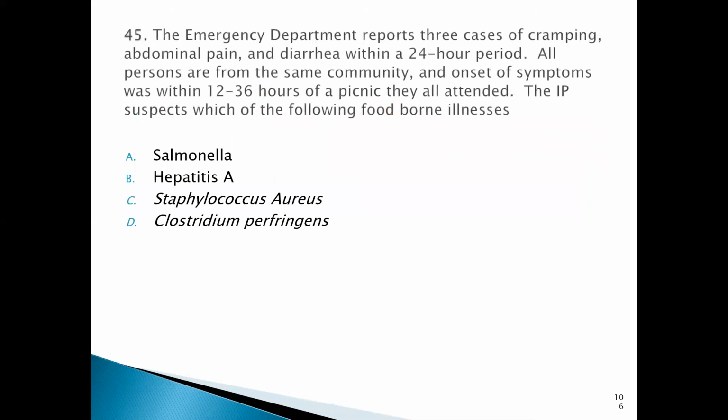Number 45, the emergency department reports 3 cases of cramping, abdominal pain, and diarrhea within a 24-hour period. All persons are from the same community, and onset of symptoms was within 12 to 36 hours of a picnic they all attended. The IP suspects which of the following foodborne illnesses? A, Salmonella, B, hepatitis A, C, Staphylococcus aureus, and D, Clostridium perfringens.